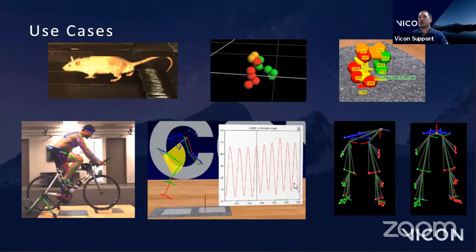So some use cases, I've got 3 up here. So the first one is, let's say you want to do some animal studies. You put some markers on there. We obviously don't have our models readily available for doing rat studies. So you put on some markers, you get your marker trajectories in Nexus, you label them, you track them throughout the entire trial, and then it's like, okay, well, what do you do next?